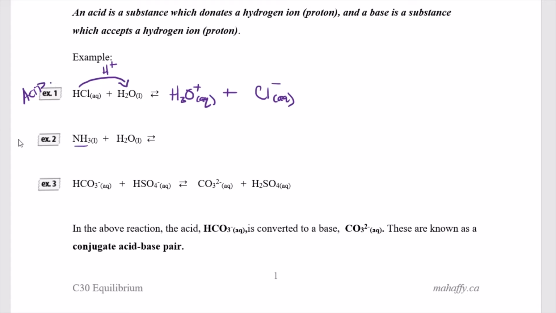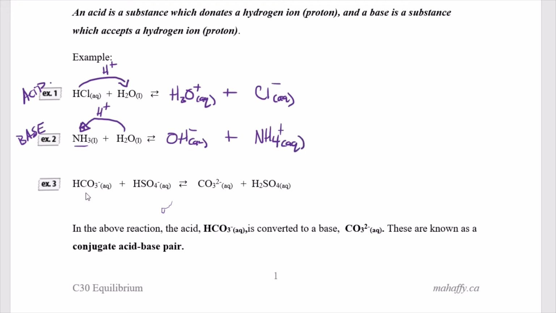Now what about ammonia? We know that ammonia has basic properties. So how does it act as a base? Well, it has to form hydroxide, and it does that by stealing a hydrogen ion from the water. When it steals a hydrogen ion from the water, that forms hydroxide, and the ammonia now becomes ammonium.